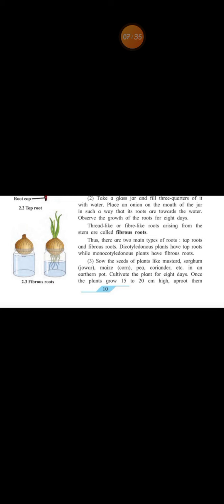Sow the seeds of plants like mustard, sorghum, maize, pea, coriander in an earthen pot. Cultivate the plant for 8 days, and once the plant is grown, uproot them and see your observation. Okay, children? Yes.